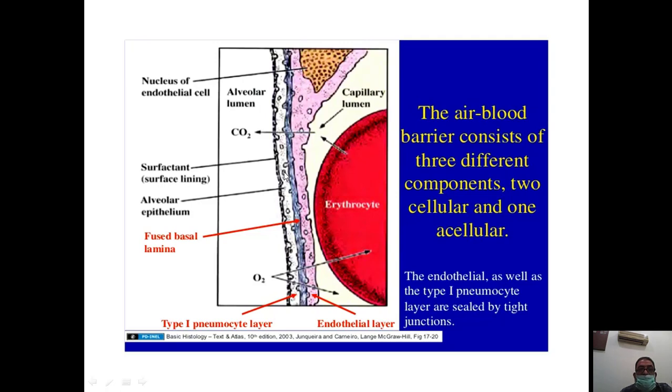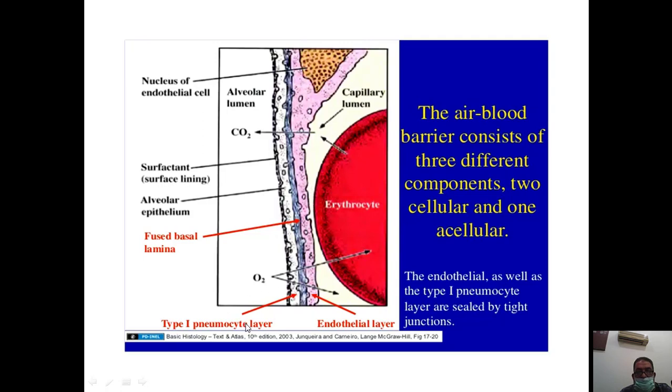Now look at the picture, this is the alveolar epithelium. This is the cytoplasm of the type 1 pneumocyte, a type 1 alveolar cell. This one is the fused basal lamina of both the endothelial cell and the type 1 cell. This is the cytoplasm of the endothelial cell. This is the nucleus of the endothelial cell. Now this is the lumen of the capillary having an erythrocyte. So this one is the blood air barrier. This is the blood air barrier.